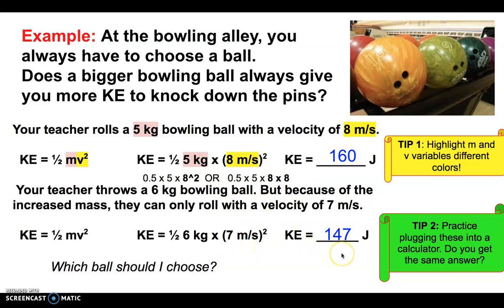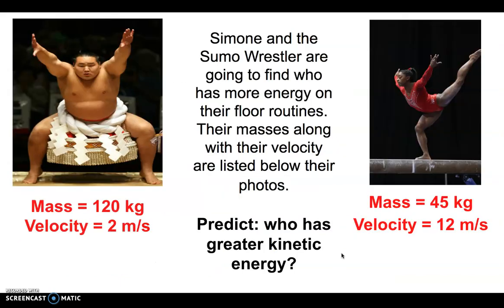I hope you got the same answer as I did, because I have one more set of practice problems for us to try. That is comparing Simone Biles, the greatest gymnast of all time, with a sumo wrestler and predicting who has the greater kinetic energy. Do you think it would be Simone Biles, who has a very small mass but can move very fast? Or the sumo wrestler, who has a very large mass but moves pretty slowly in comparison?